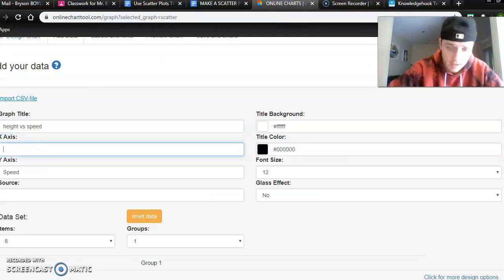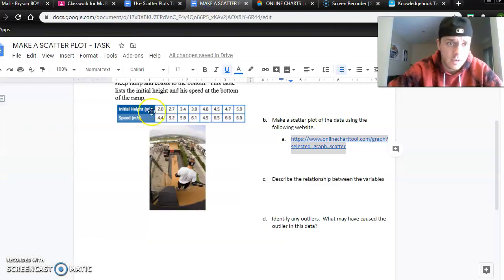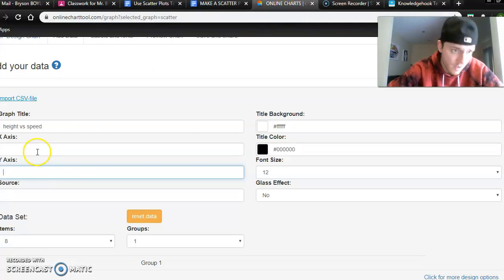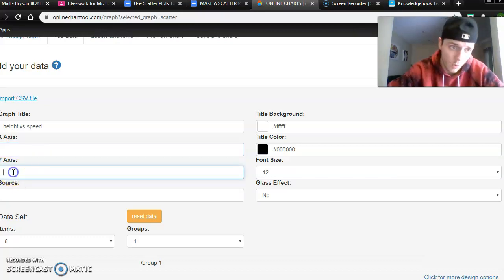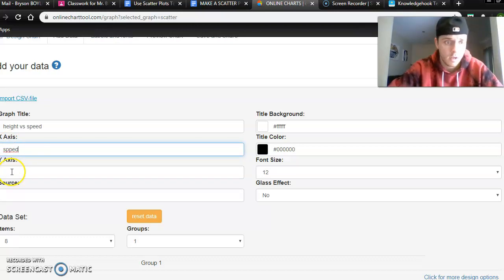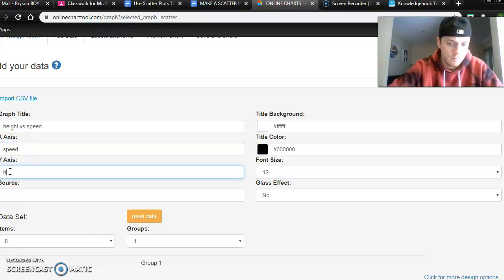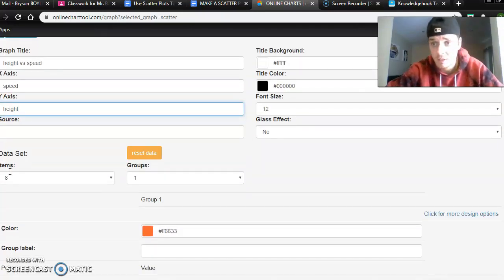For the X-axis, you're going to put your independent variable. So is height or speed independent? Whatever you think, you're going to put on the x-axis. Whatever you think is the dependent variable, height or speed, you're going to put on the y-axis. So let's just say I'm going to go speed, height. I don't know if that's right. I'm just putting them there.